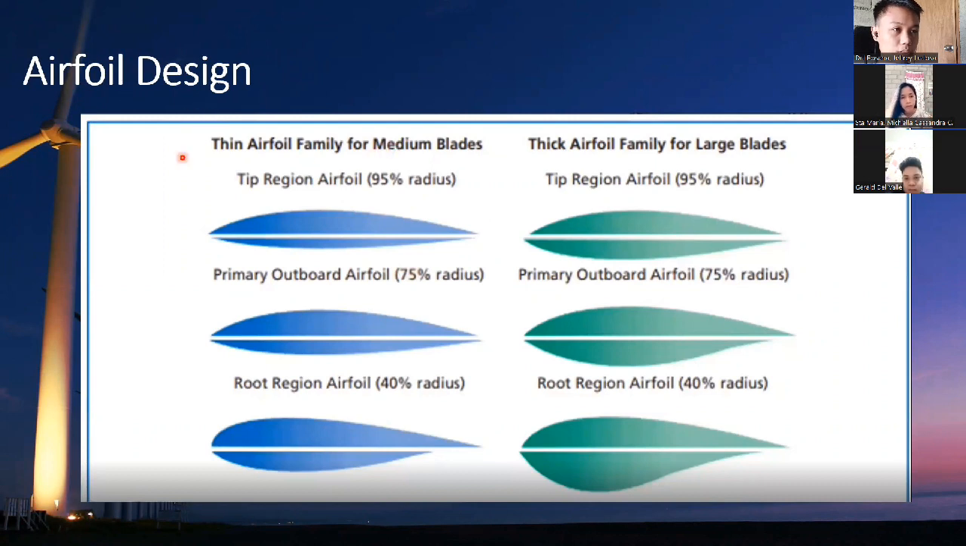Ayan yung mga airfoil designs. So we have tip region airfoil, 95% radius. Then yung primary outboard airfoil, 75% radius. Then yung root region airfoil, 40% radius. Ito yung thin airfoil family for medium blades. And then yung thick airfoil family for large blades. Tip region airfoil is 95% radius. Ito siya. And then yung primary outboard airfoil, 75% radius. Ito. And then yung root region airfoil is 40% radius.